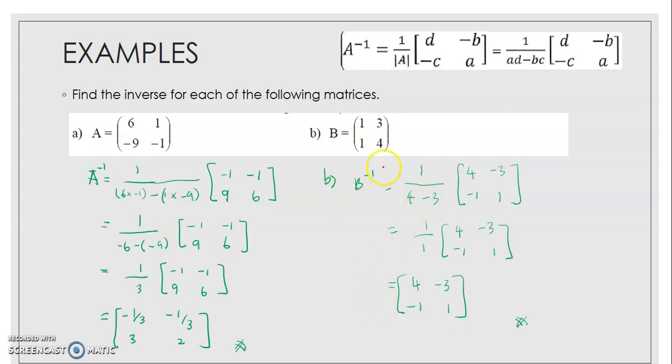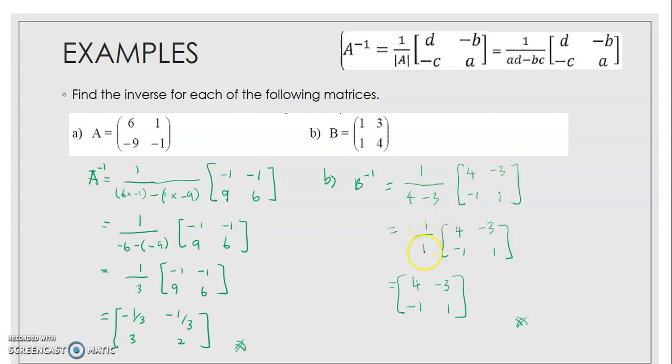Okay, so matrix B is 1 3 1 4. So the inverse of B is 1 over 4 minus 3. Okay, 4 minus 3 is actually the determinant. We just follow this formula, and then the elements we arrange just like the formula. So D, A, we switch place, A and D we switch place, and then B and C we just add a negative sign.